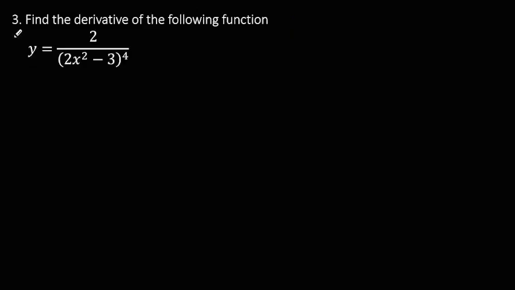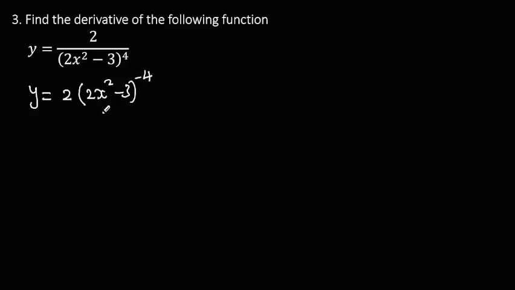We are told, find the derivative of the following function. To differentiate this composite function, we need to use the laws of indices to make some adjustments. And using the negative power law, the function y can also be written as 2 into bracket 2x squared minus 3 raised to the power of negative 4.